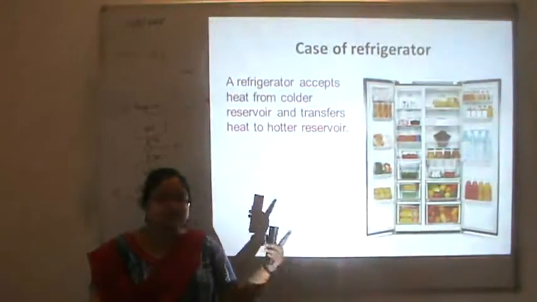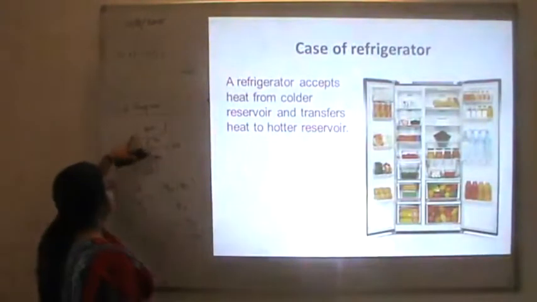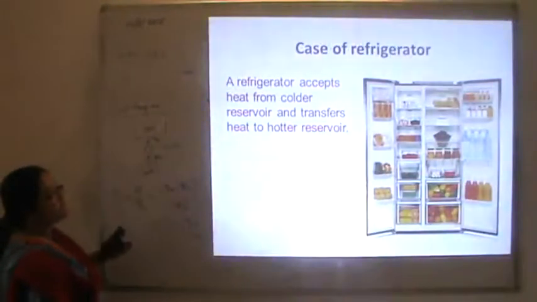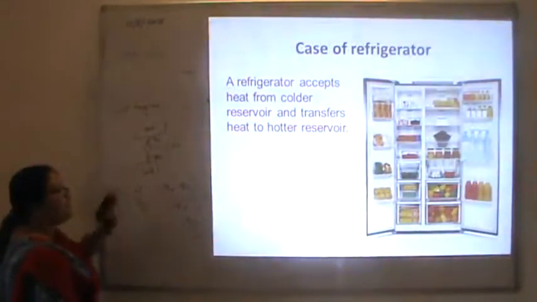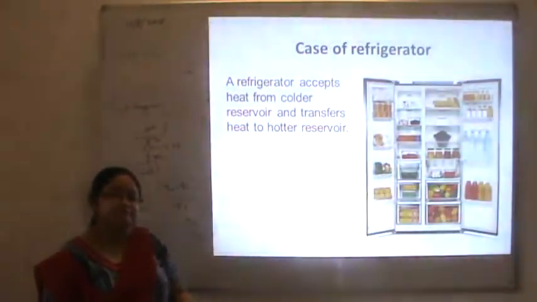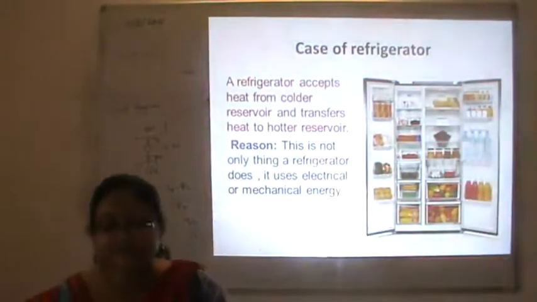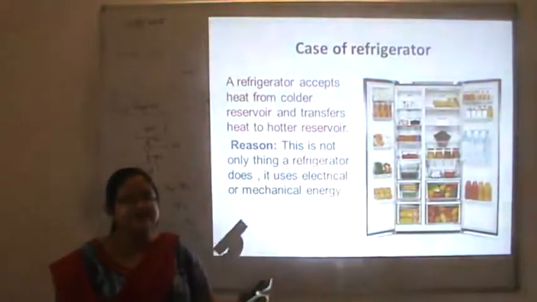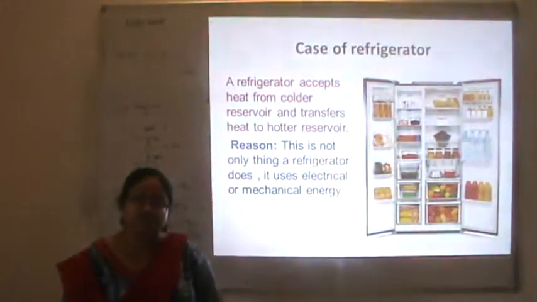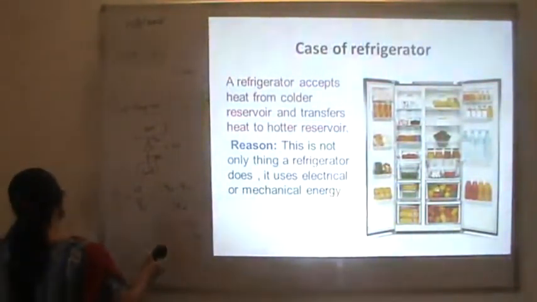So you can say the refrigerator is an exception because in a heat engine, heat is accepted from the hot body, but in the case of a refrigerator, it is accepted from the cold body and then it releases the heat to the hot body. But this is not the only thing a refrigerator does; it uses electrical energy or mechanical energy. So the refrigerator is an example of a reverse heat engine.